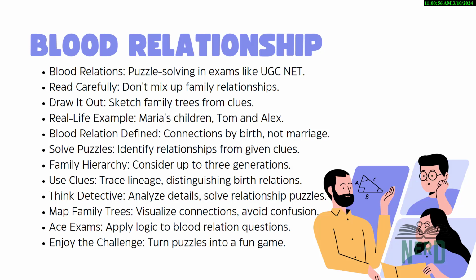So in blood relationships, they ask different kinds of questions. Mostly they ask where someone is pointing at someone and giving you clues about what his relationship is. Also there is one question about the family tree.